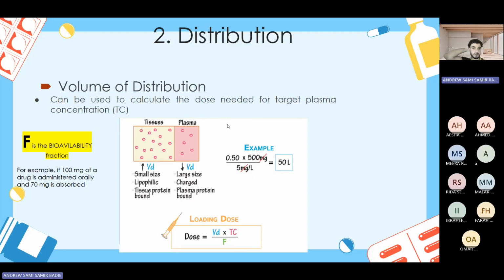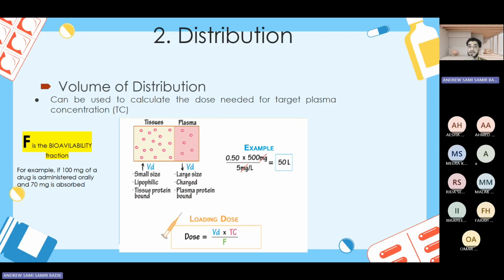Now, volume of distribution can also be used to calculate the dose required for the target plasma concentration. When calculating the dose, we have another concept called the bioavailability fraction. Bioavailability fraction is how much of the drug, whatever the route, actually goes inside the blood vessels or the systemic circulation. For example, if 100 milligrams of drug is administered orally and only 70 milligrams is absorbed, the bioavailability fraction would be 0.7.